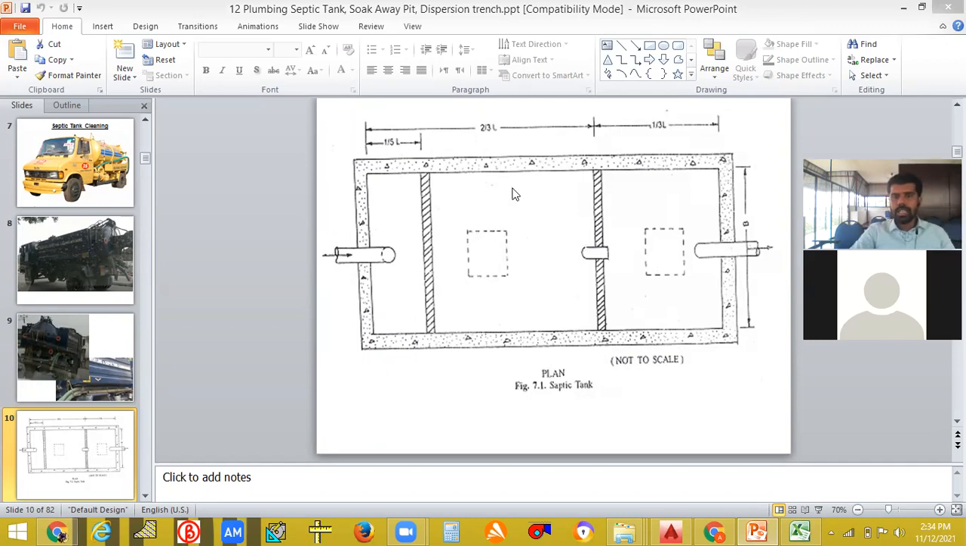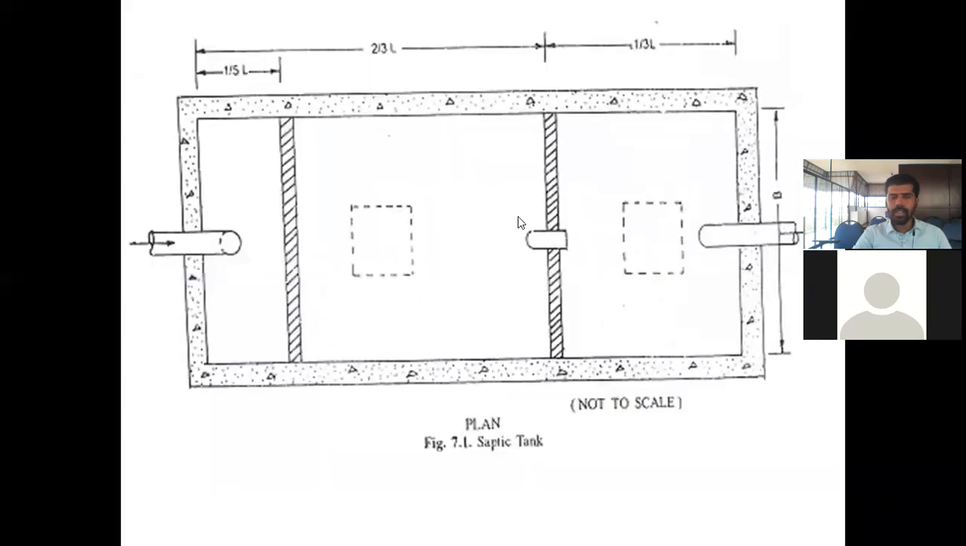Now you see the division of the chamber. This is 1/5 of the length. From here to here, it is 1/5 of the length. From here to the first chamber, or the second, you can call it this chamber, is 2/3 of the length. You can see here, this is 1/5 of the total length, this is 2/3 of the total length, and this is 1/3 of the total length.